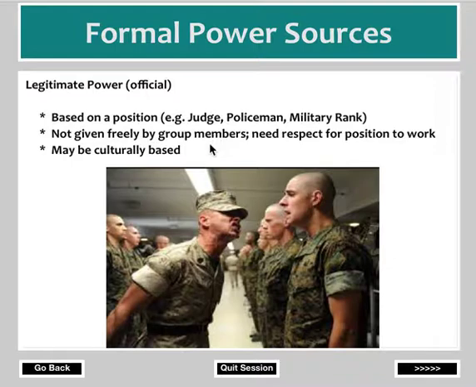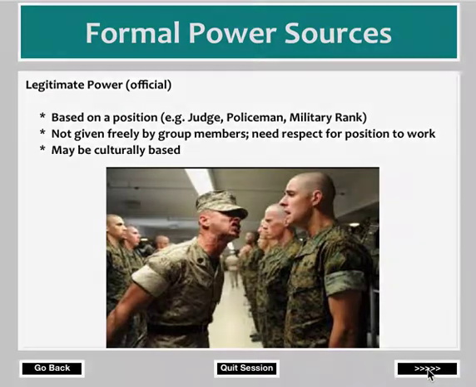And there needs to be a respect for the position, because it may be culturally based. The only example I'm thinking of now is, let's say a particular religious sect may have a priest or whatever. If you don't ascribe to that religion, then you're not going to ascribe power to that individual. However, the proponents of the religion certainly would. So it might be culturally based. That's legitimate power.